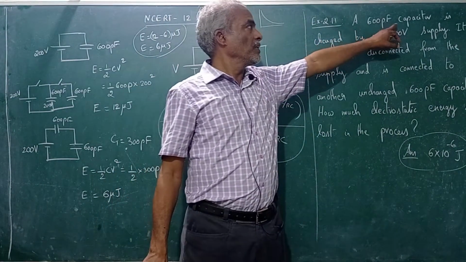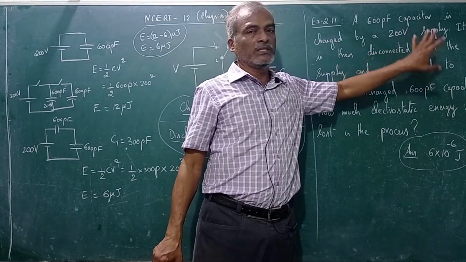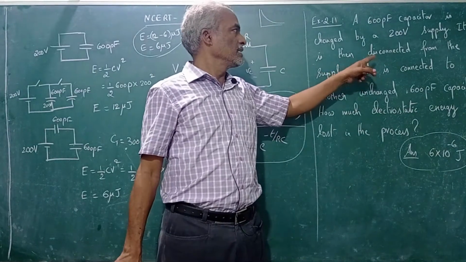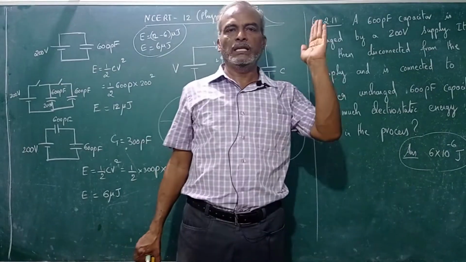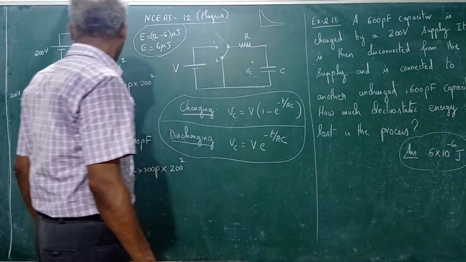A 600 picofarad capacitor is charged by a 200 volt supply. It is then disconnected from the supply. Initially it is being connected. That means this is the diagram.